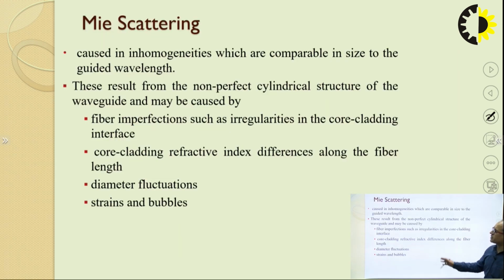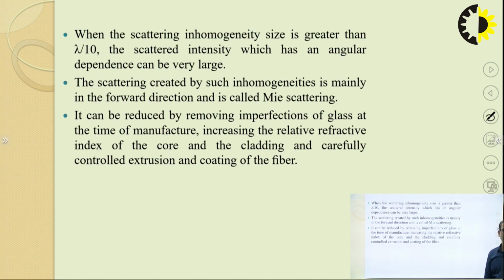So next is Mie scattering, in which the inhomogeneity size is comparable to the wavelength, and this results from what? The non-perfect cylindrical structure of the waveguide. This is caused by fiber imperfections, core-cladding refractive index and diameter fluctuations, and strain and bubbles produced in the fiber. When the inhomogeneity size is greater than lambda by 10, it results in Mie scattering.